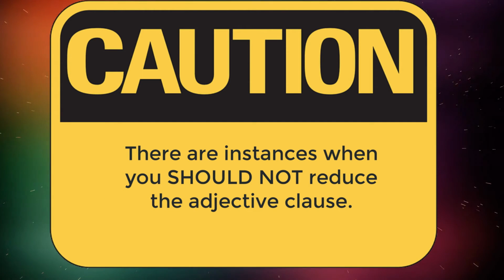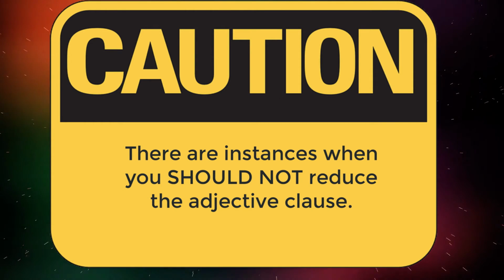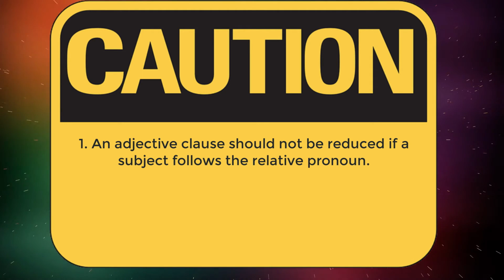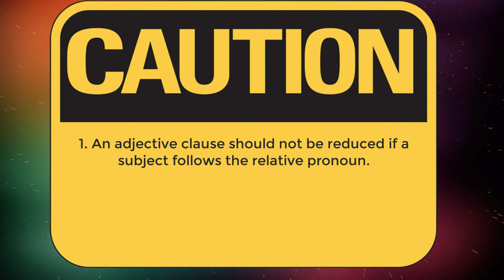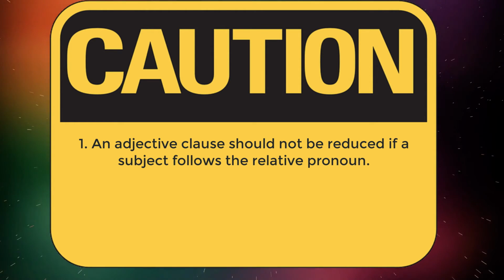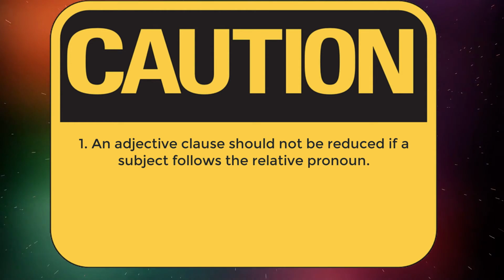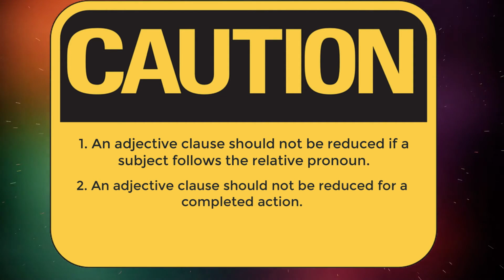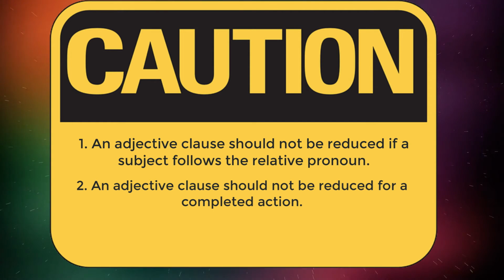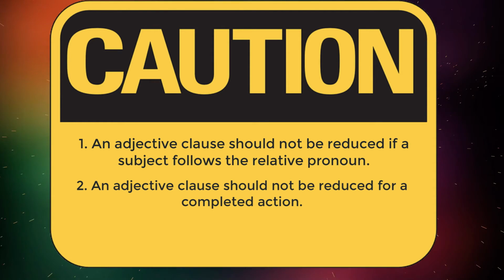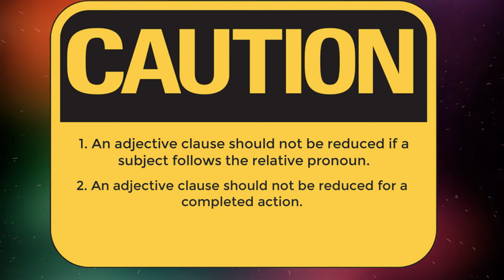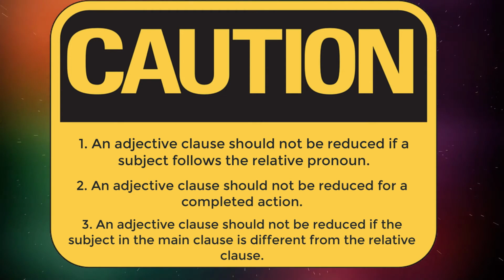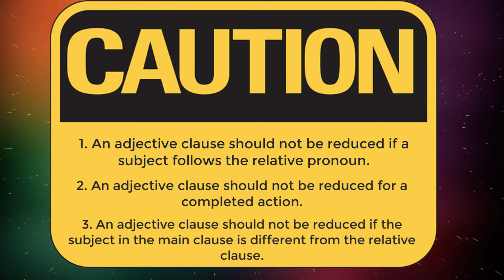Now let's look at when you cannot or should not reduce the adjective clause. Sentences with a verb immediately after the relative pronoun usually can be reduced. If there's a subject after the relative pronoun, then that clause should not be reduced. Also, an adjective clause should not be reduced for a completed action. Verbs must convey a continuous or progressive tense or idea. If it conveys a completed action, it should not be reduced. And lastly, the relative clause should not be reduced if the subject in the relative clause is different from the one in the main clause.